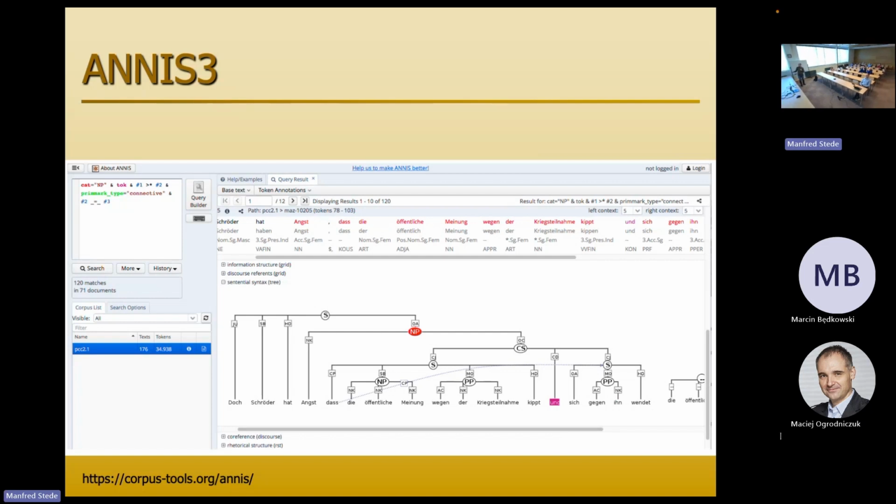Here we have a view of the syntax tree. We just did a query for a noun phrase, in particular connective. This is one hit, one sentence. Here is the connective. Here's a noun phrase. We could now look also at the information structure, at the discourse reference and co-reference. Here's the co-reference and the eRST tree. All can be visualized independently. And the important thing is we can have queries that connect the different layers. Otherwise, the multi-layer aspect would be kind of useless.